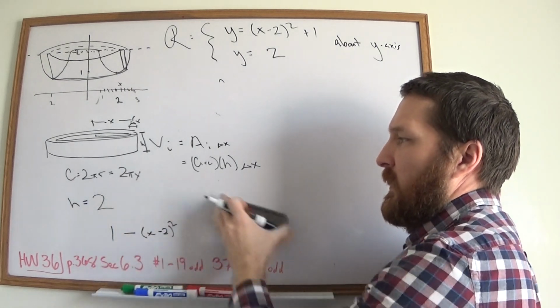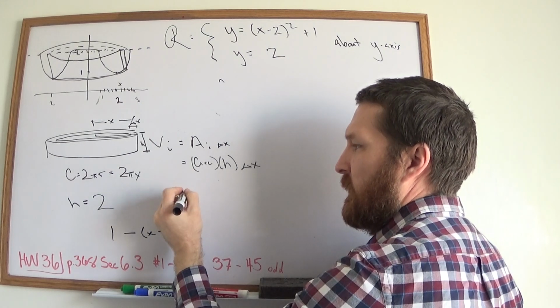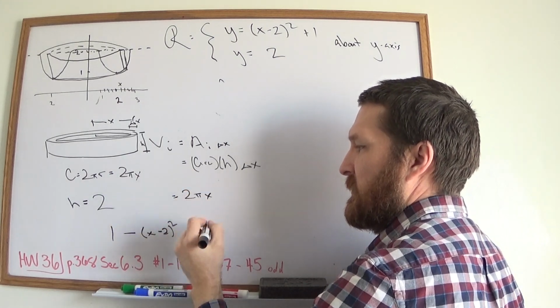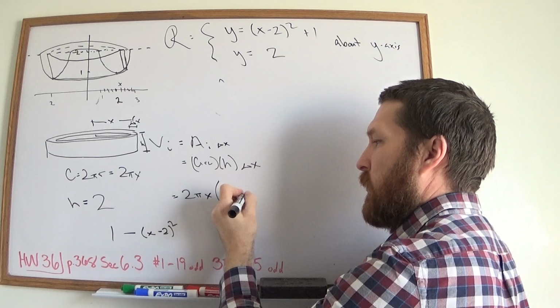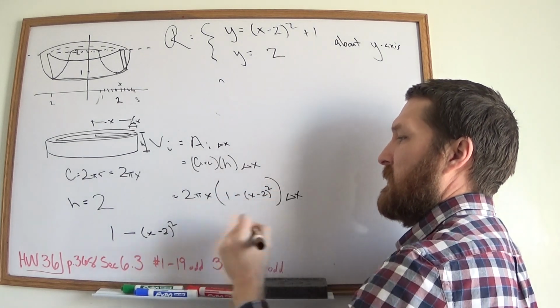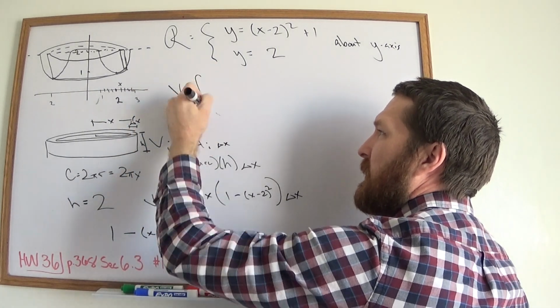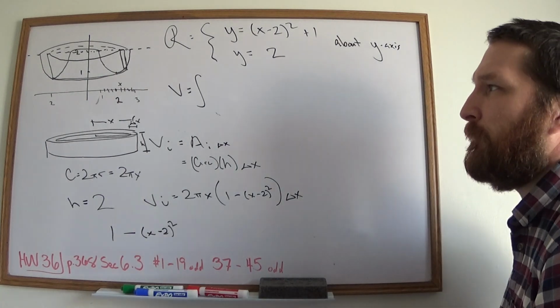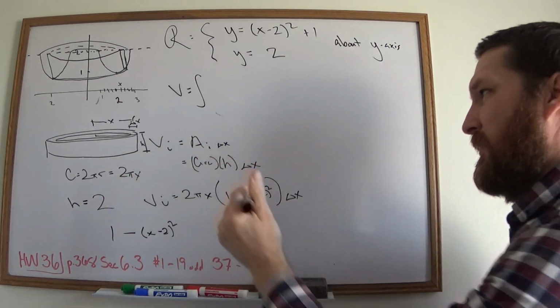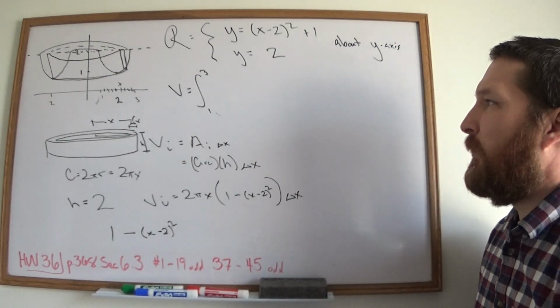So the circumference is 2 pi x, the height worked out to be 1 minus x minus 2 squared, and delta x is my ith volume. Therefore, the full volume is the integral from where to where? 1 to 3. Pull the 2 pi out.